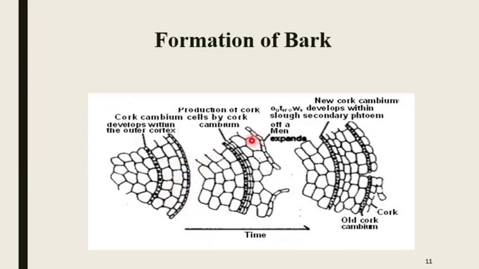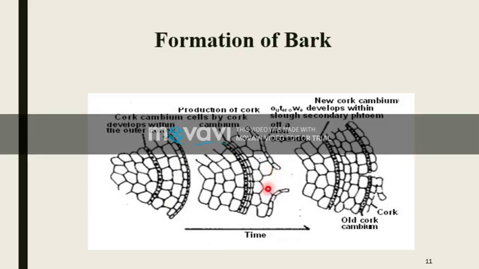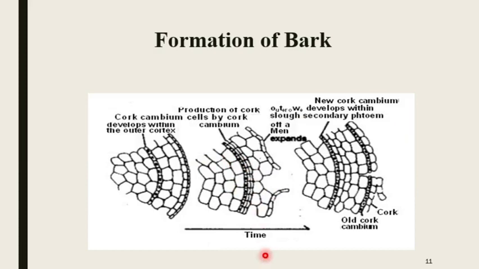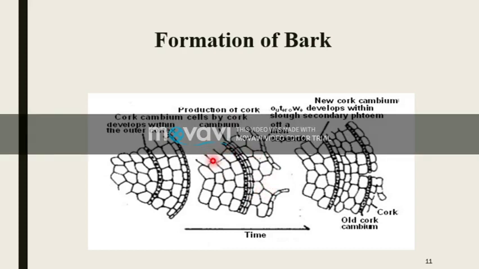And in this layer, in the second diagram, we can see there is a vacant space. Due to this space, the gas exchange occurs, and the phelloderm forms inner to the cork cambium. Means here is the cork cambium, the outer layer is cork in which lenticels are formed, and on the inner side of the cork cambium, phelloderm is formed, which is parenchymatous in nature, in which chlorophyll is present.